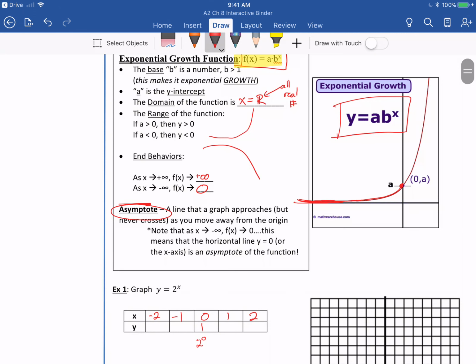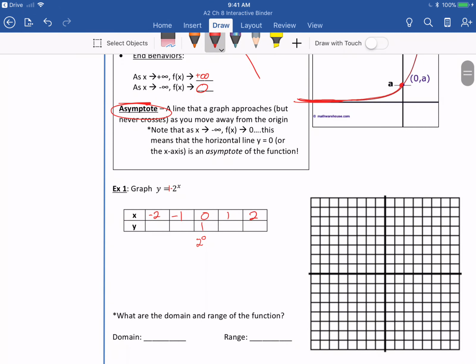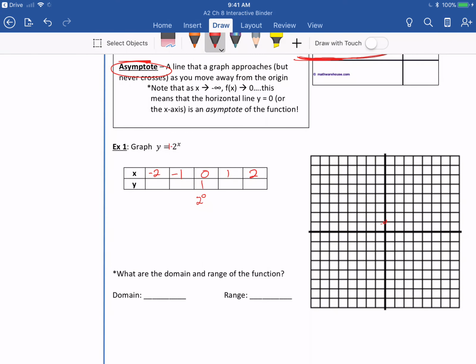It's because at my a here, even though I kind of don't really have one, it's 1 times 2 to the x. So my y-intercept should be at 1 right there. Alright, so now let's keep on going here. 2 to the first power is 2. 2 to the second power is obviously 4.